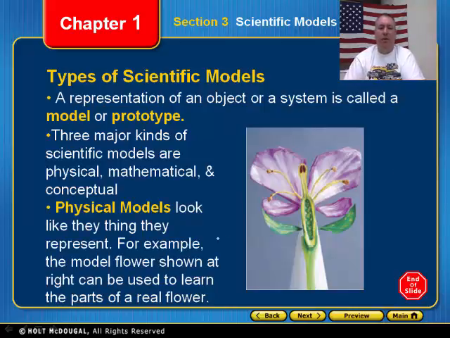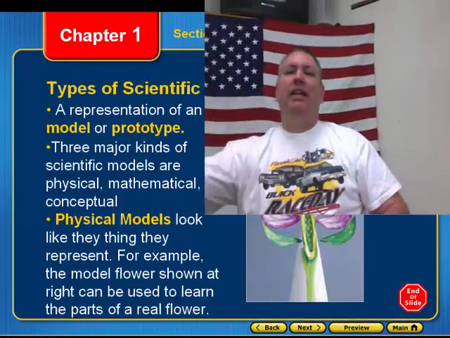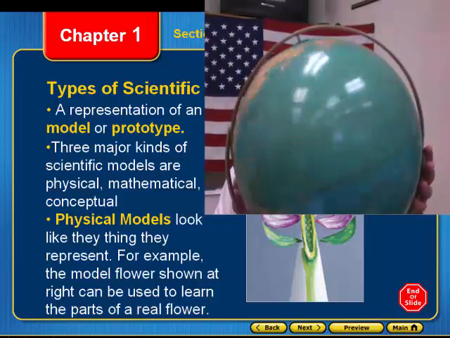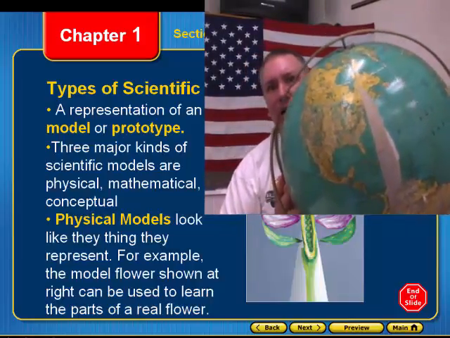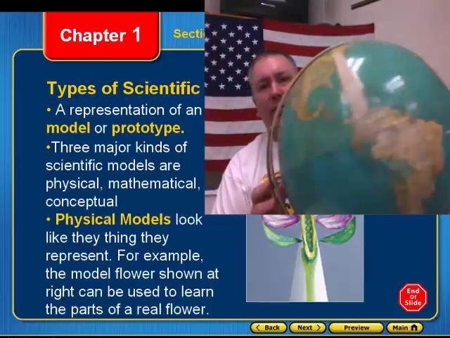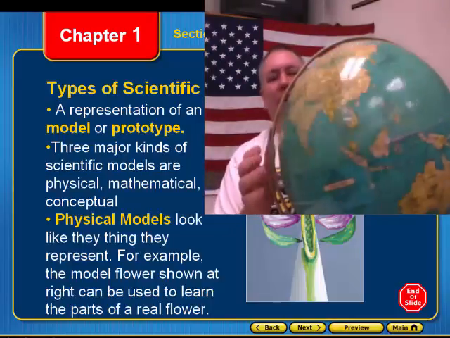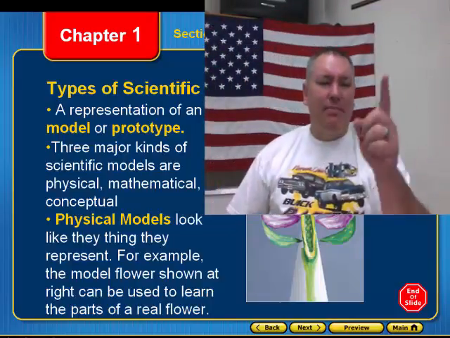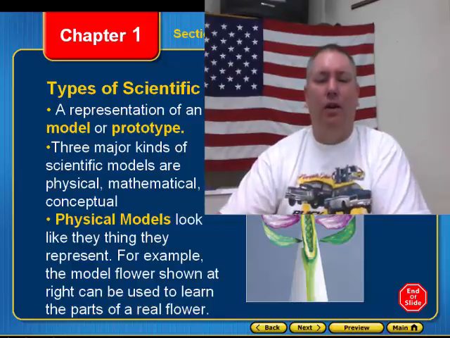When we look at physical models, what we're looking at is things like this flower over here. They look like what they represent. So this picture of this flower, which is from your book, is a physical model because it looks like what it represents. Another example of a physical model would be this right here, the globe. It looks like the Earth. That is one example of a physical model. It looks like what it represents.